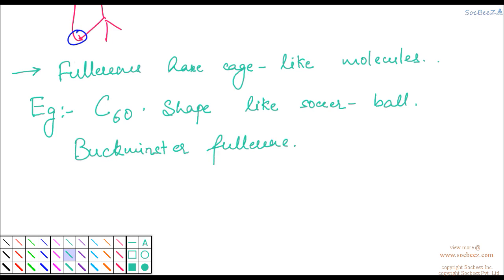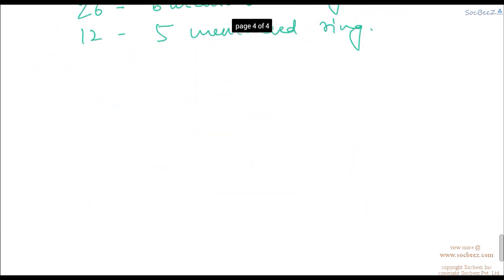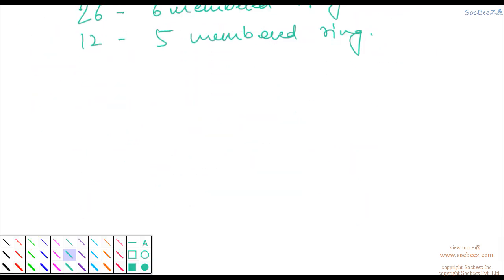Okay, it has 26 6-membered rings and 12 5-membered rings. So Buckminsterfullerene has 26 6-membered rings and 12 5-membered rings.